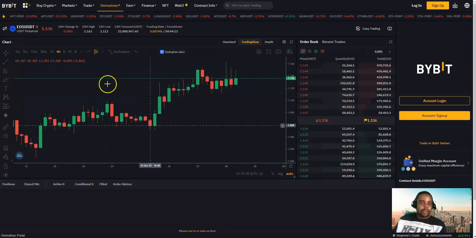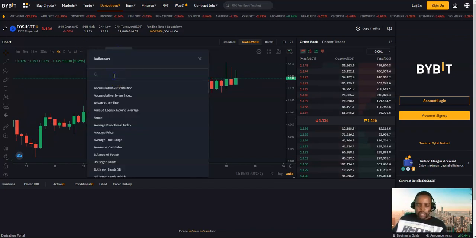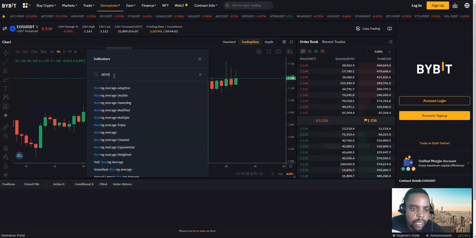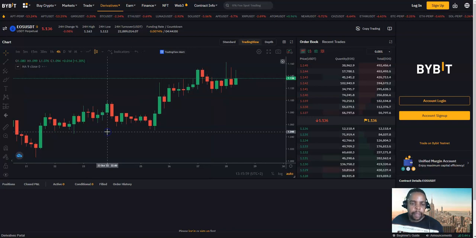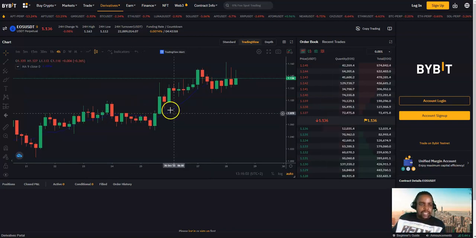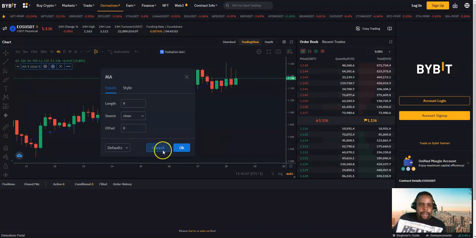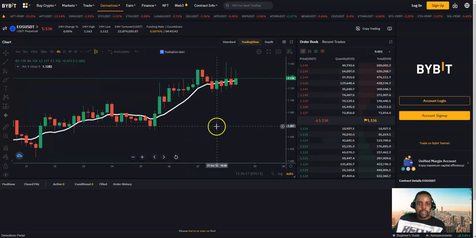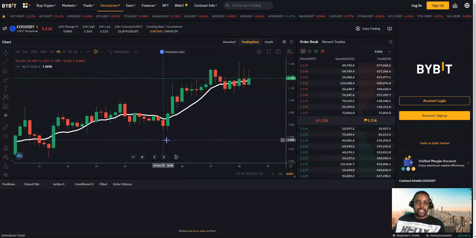We have the Bybit platform here. Let me apply the moving average. You can type it right there, moving average. I want the most basic one. It's dark and blue, so I have to adjust it so that people can see what it looks like. I go to style, change the color, make it white, brighten it up, and make it a bit thick as well. This is the moving average right here.